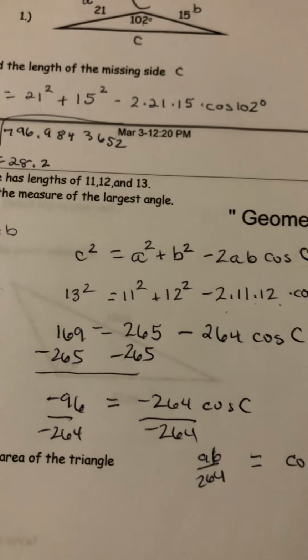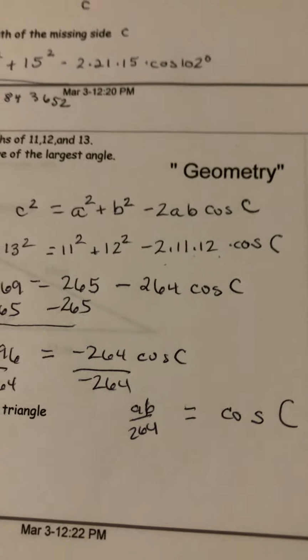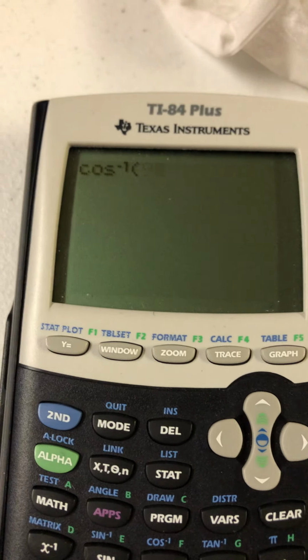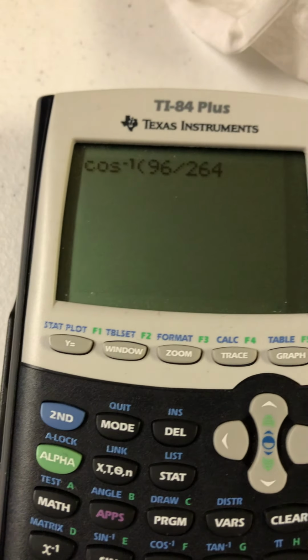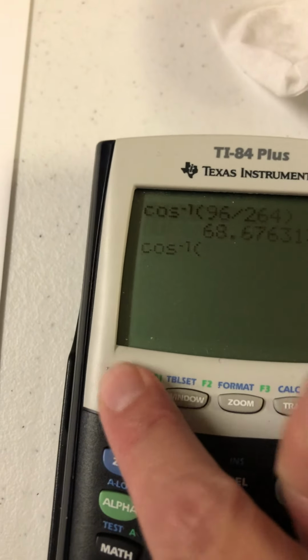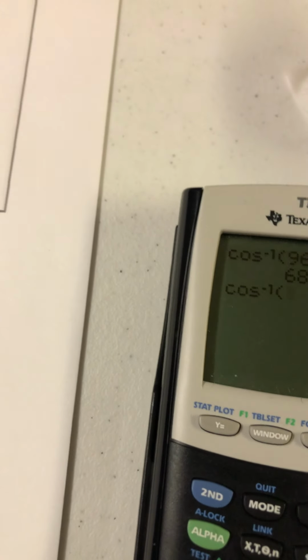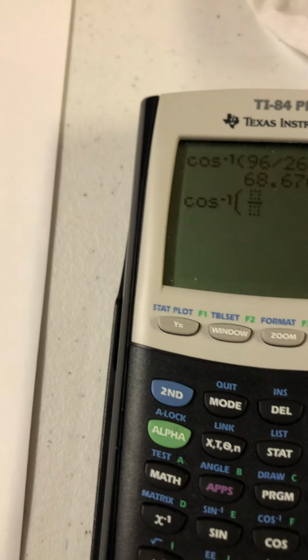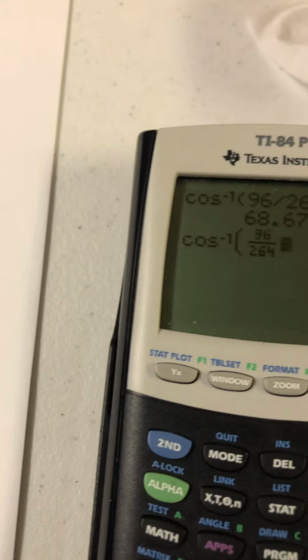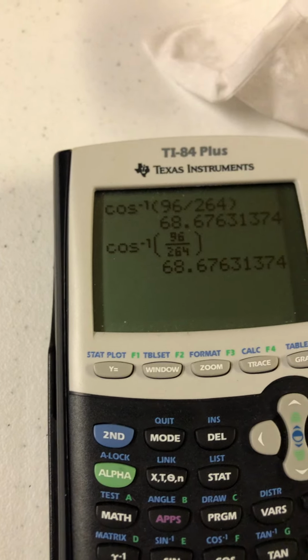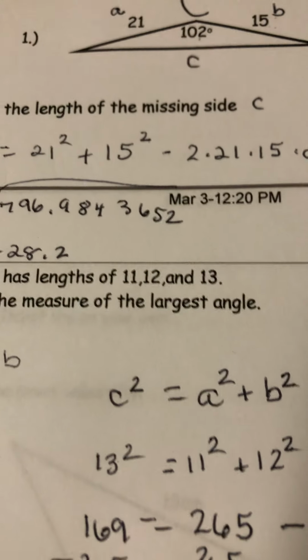But here, since the negative divided by negative cancels, I didn't even bother reducing the fraction because I'm really trying to find the angle measurement. If I go to my calculator, second cosine, 96 divided by 264. I feel like using the fraction feature works. I'll show you that in a moment. So second cosine, second y equals, nope, that's not right. Alpha y equals, missed it entirely, number 1. You could type in the fraction like this, that is fine. Close your parentheses, and voila, there's the angle. So here the angle would have been 68.7 degrees.